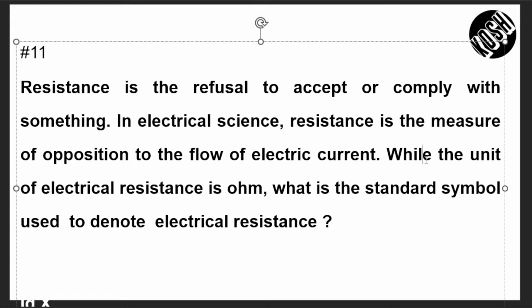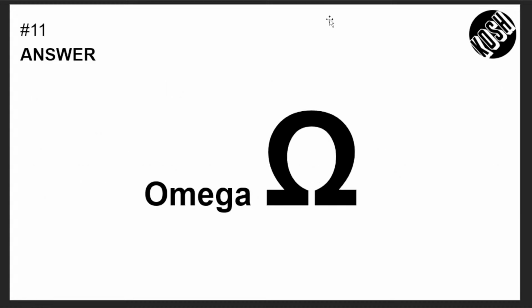Yes, Ashwin is nailing it. He's given the correct answer. The standard symbol used to denote electrical resistance is nothing but omega. The unit is ohm. The symbol is omega, the Greek symbol. Omega is what you're seeing on your screens.